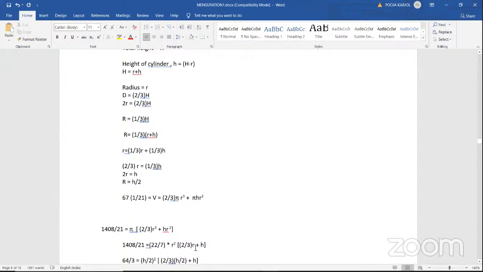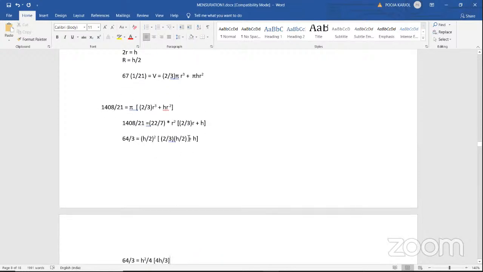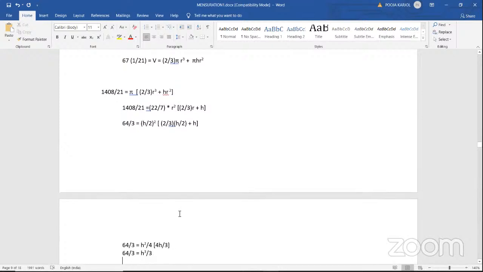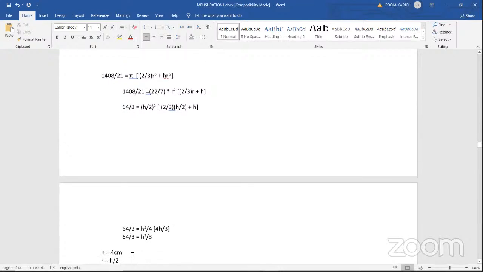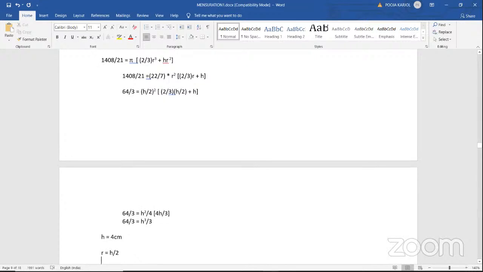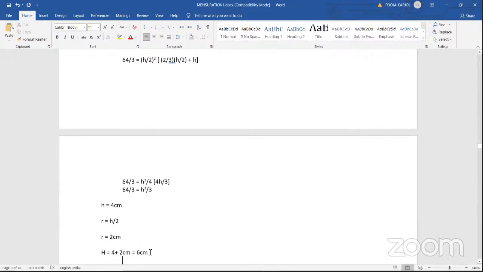Now I have put r value as h by 2. You can put h value as 2r and get the same answer. When you substitute r is equal to h by 2, you will get h value as 4 centimeter. Since we know r is equal to h by 2, r is equal to 2 centimeter. Total height of the building is r plus h, small r plus small h. So it is 6 centimeter. Any doubt?